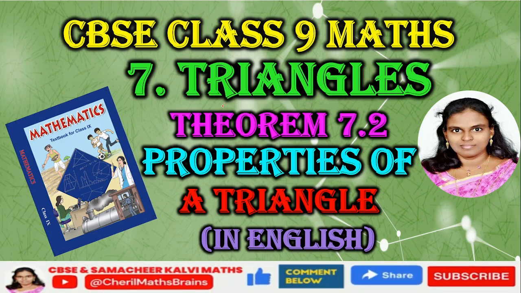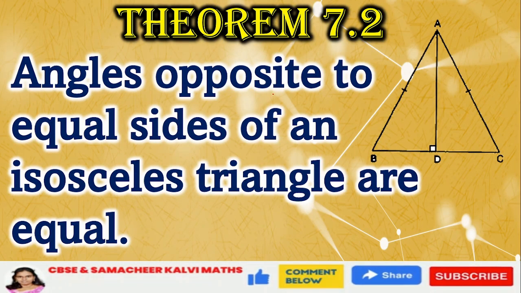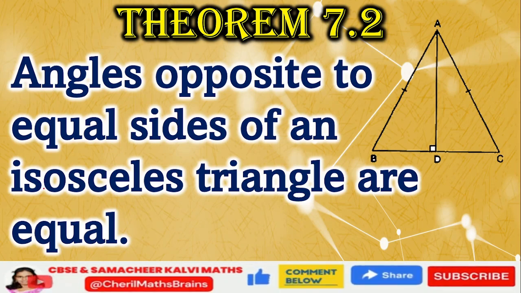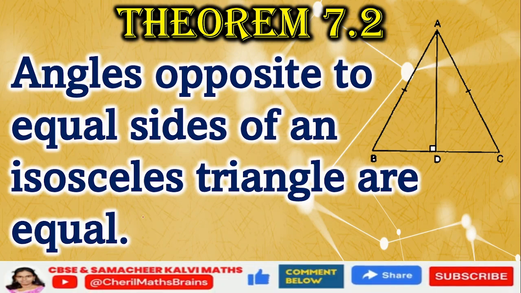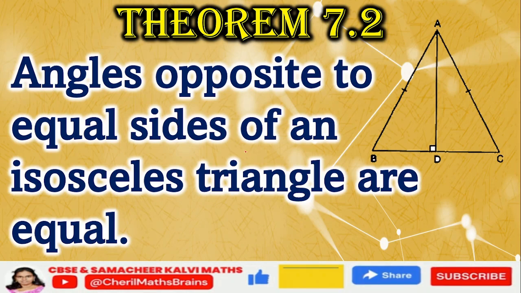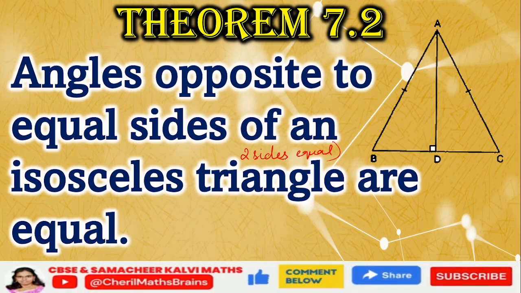So now we'll get into the theorem, children. What does the theorem state? Angles opposite to equal sides of an isosceles triangle are equal. We know what an isosceles triangle is. Isosceles triangle means two sides are equal. Then you call that an isosceles triangle.